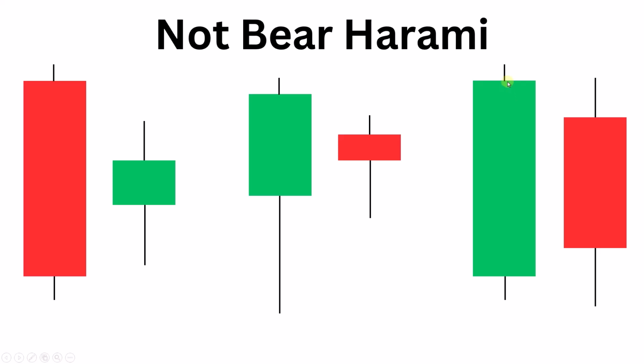Next, we have a green candle and a red candle. The red candle is coming inside the green candle and all the conditions are being satisfied. Even then, this is not considered a bear Harami because the size of the second candle is big. We want the second candle to be small, less than 25% of this, correct? But we do not have it here, and so this is not considered a bear Harami according to the rules.